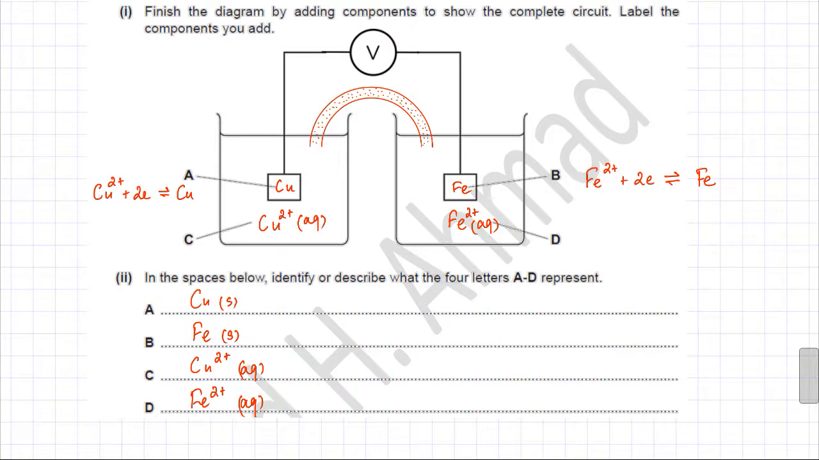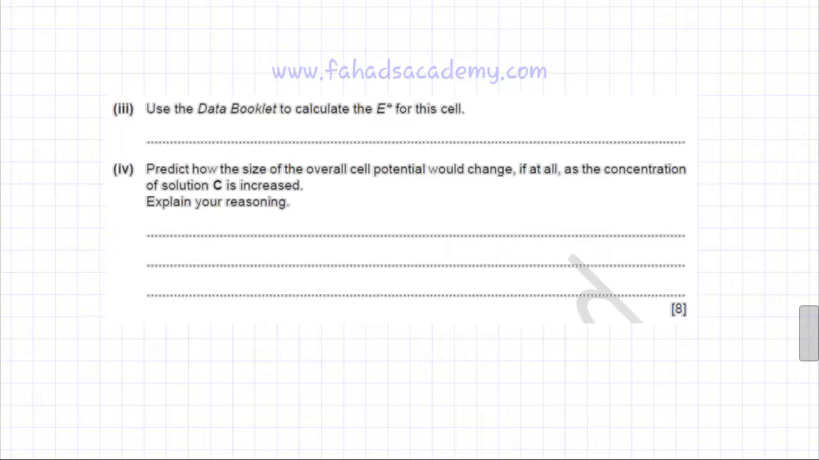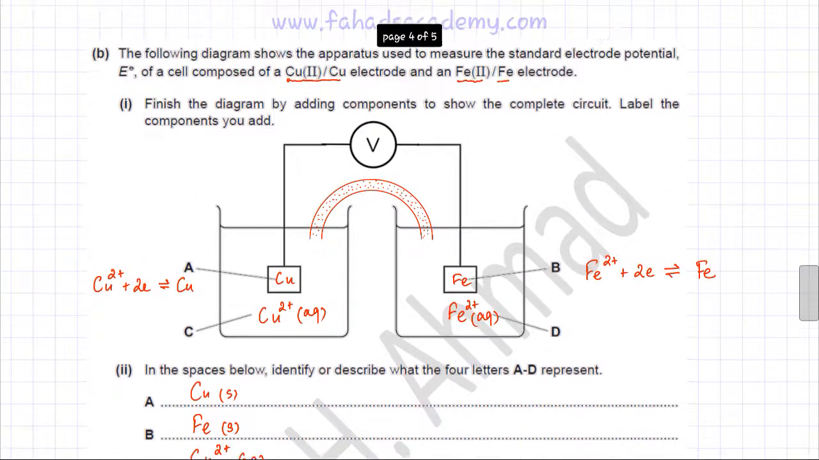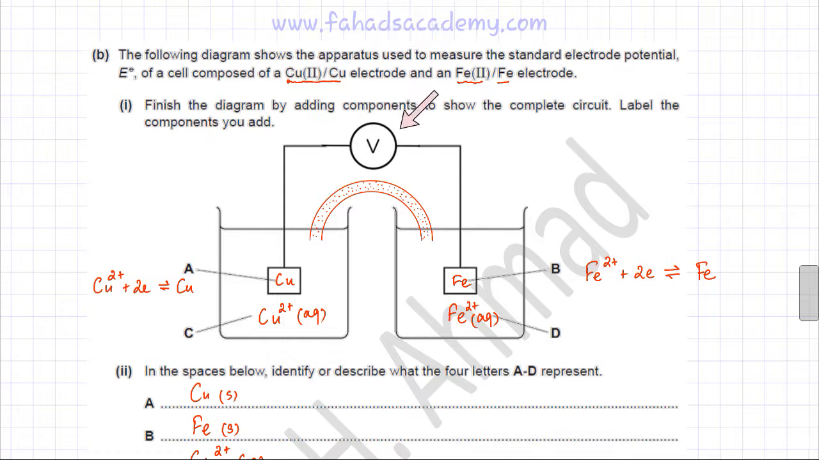Let's move to the next part now. The next part of the question states: use the data booklet to calculate the E0 for this cell. So it's talking about the same cell. We need to calculate the E0, or the voltage, of the cell. To find the voltage of this cell, I would first have to find the voltage of the electrode on the right hand side and the voltage of the electrode on the left hand side. So I need to refer to the data booklet.